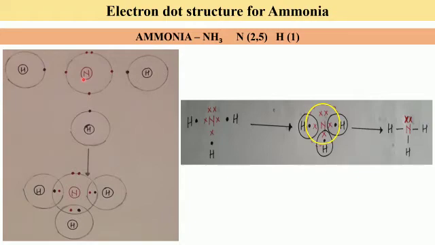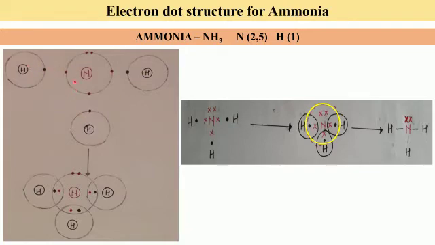We will show the nitrogen here with 5 electrons in the outermost shell. 3 electrons are deliberately shown apart from one another so that it becomes easy for you to understand. The 3 hydrogen we will show on these 3 sides, 1, 2 and 3. So this is how you will arrange the atoms.